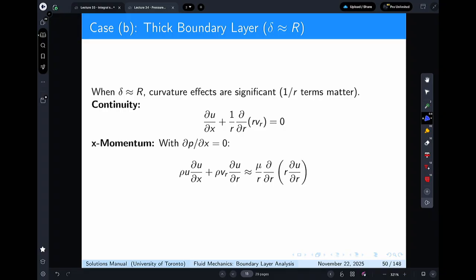It doesn't work. But for continuity, you end up with del U del X plus 1 over R del R of R VR, which equals 0. We don't have to worry about theta because it's equal to 0. So in continuity, it's not playing a role. X momentum with del P del X equal to 0 then depends only on the convective terms and the shearing terms over here.